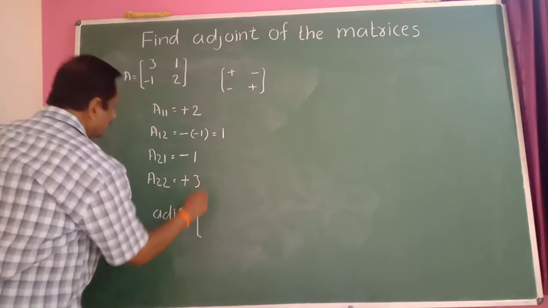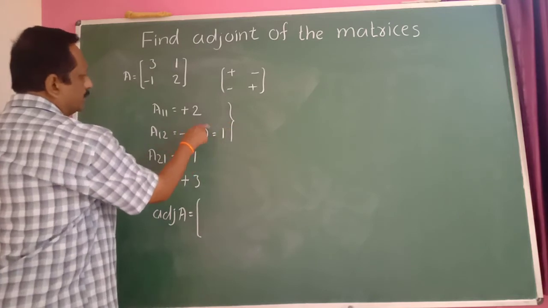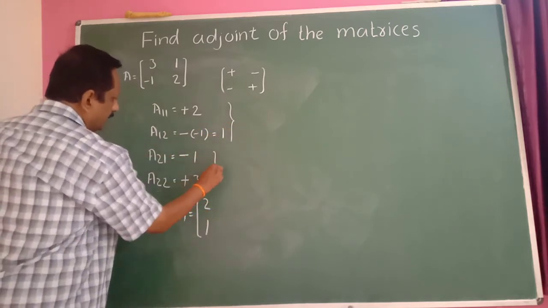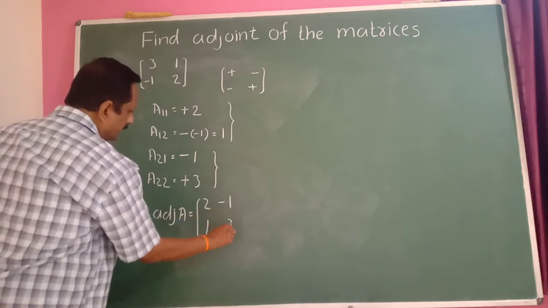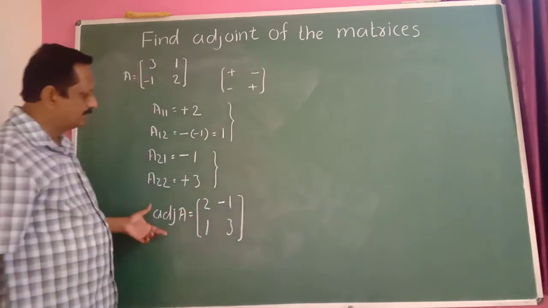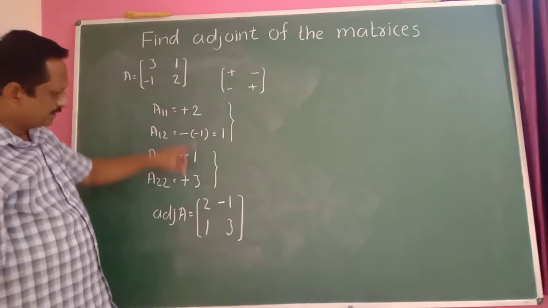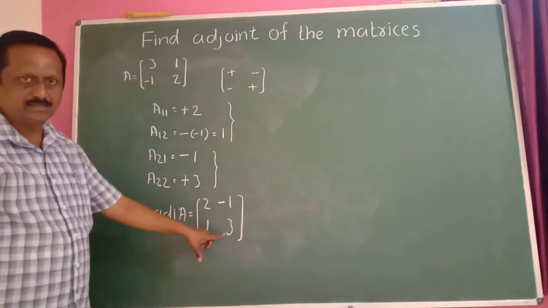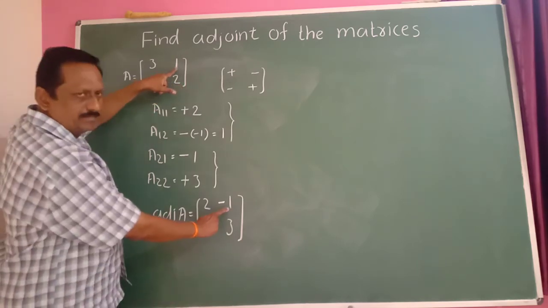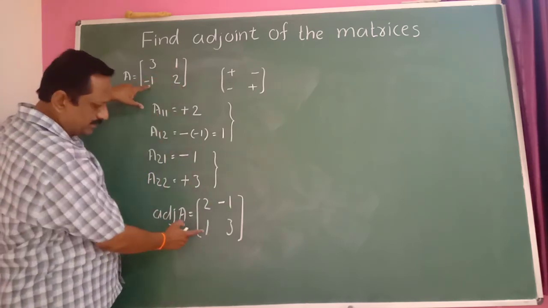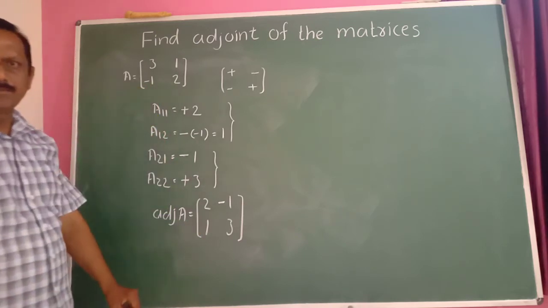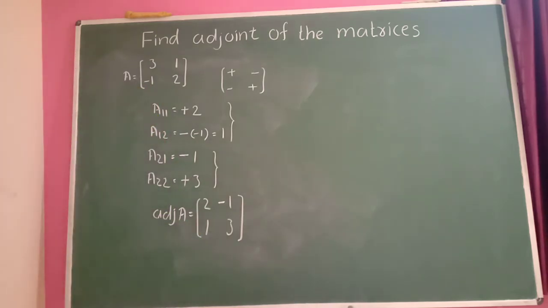The adjoint of the matrix: 2, 1 written in the column here, then minus 1, 3, so minus 1 plus 3 written in the column here. Then that becomes the adjoint. So 2 and 3 are on the diagonal of the adjoint matrix. Interchange the diagonal and change the sign of the non-diagonal: plus 1 becomes minus 1, and here minus 1 becomes plus 1. This is the adjoint of the given matrix.